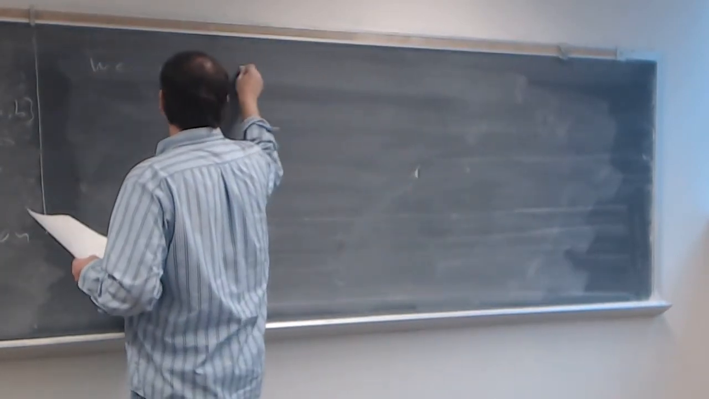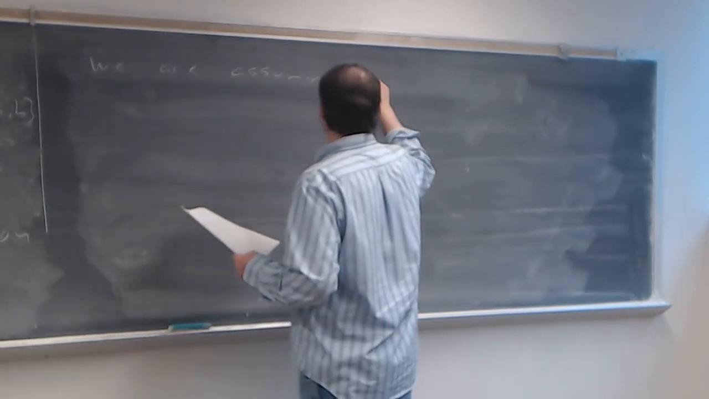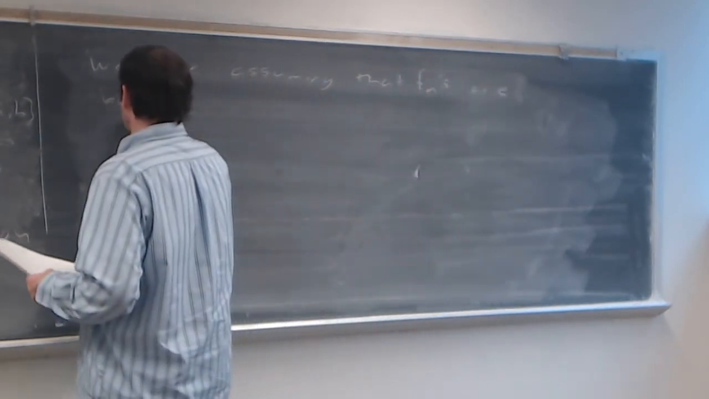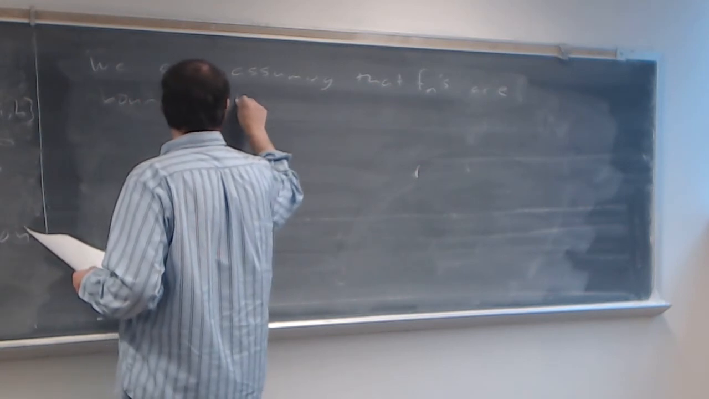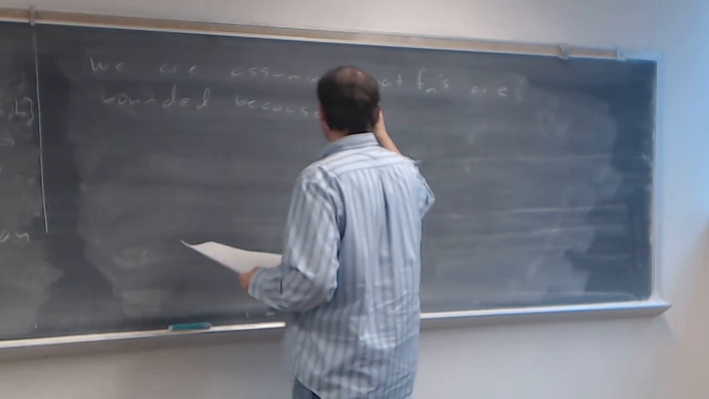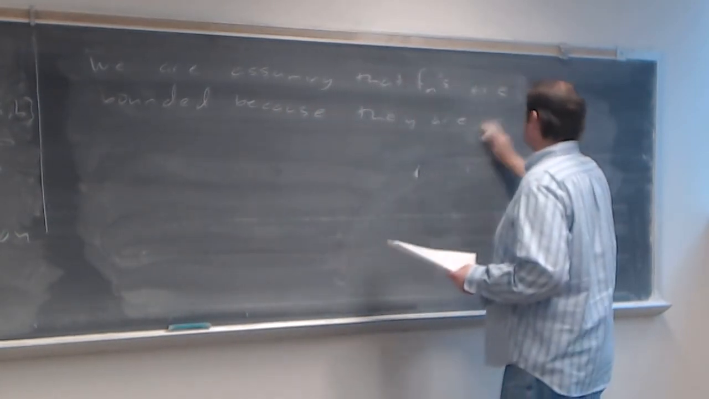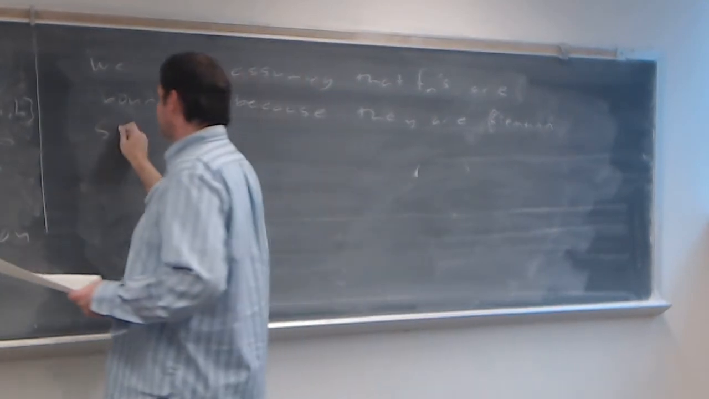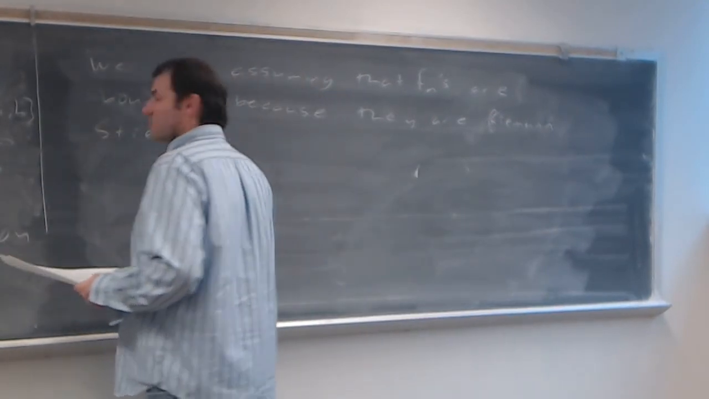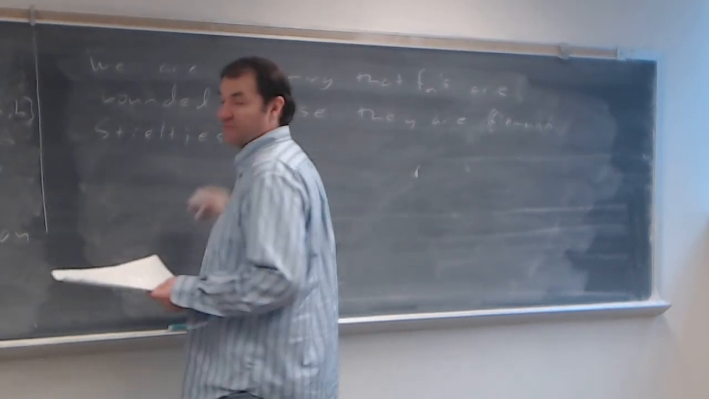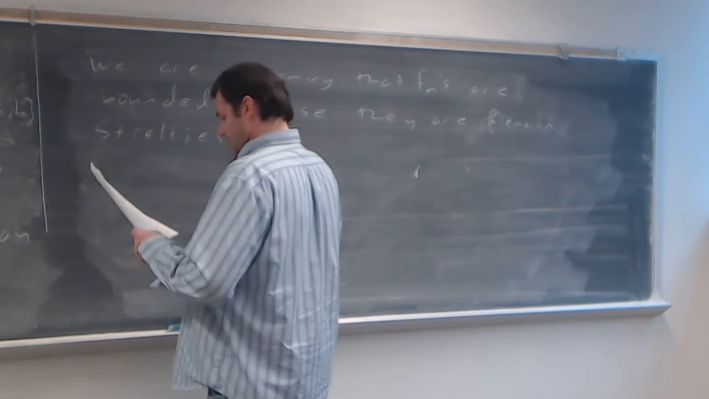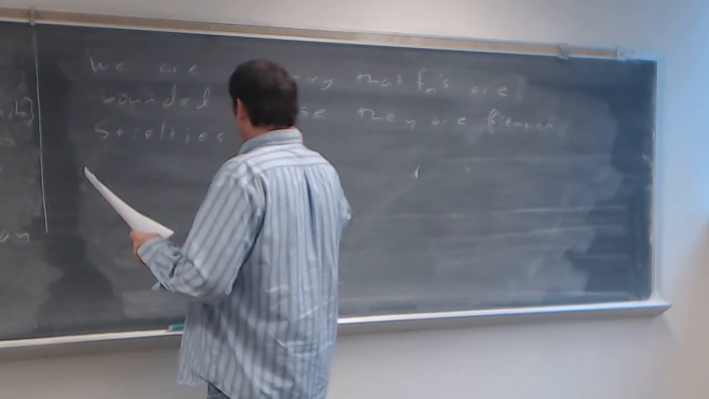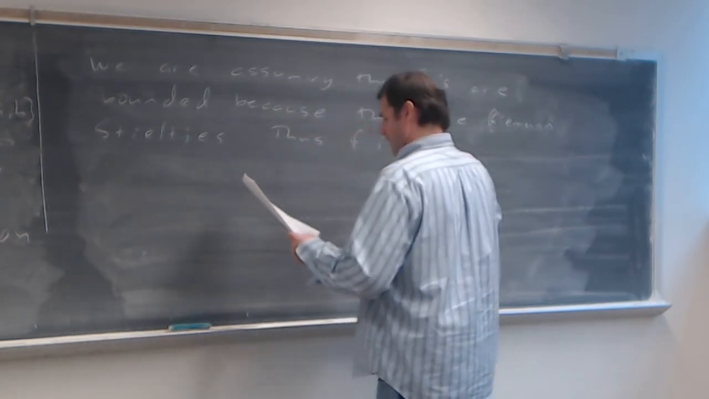We are assuming that the f sub n's are bounded because they're Riemann-Stieltjes integrable, and that's the prefacing characteristic that we had for any function to be Riemann-Stieltjes integrable: it's bounded. Okay. Thus, f is a bounded function.